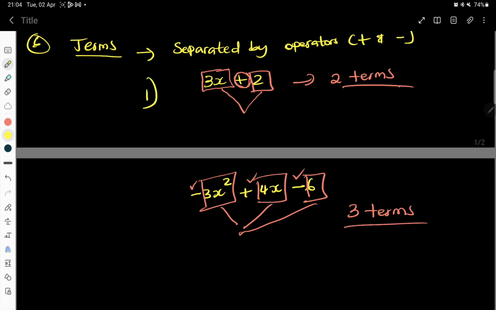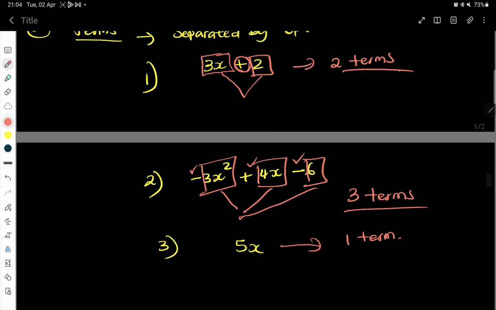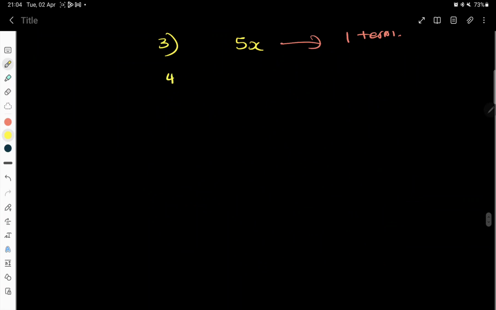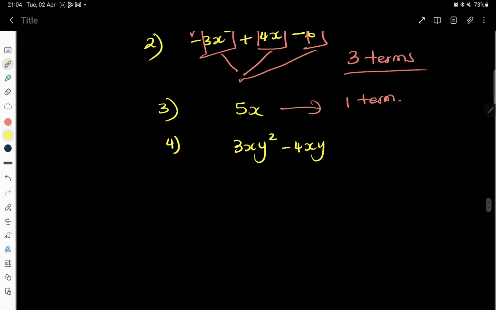Then let's look at this one. There's no operator involved there. So if there's no operator, it's only one term. So this one is one term. The last one. How many terms are there? You check the operator. You only have one operator which separates two terms. So it means there are two terms.